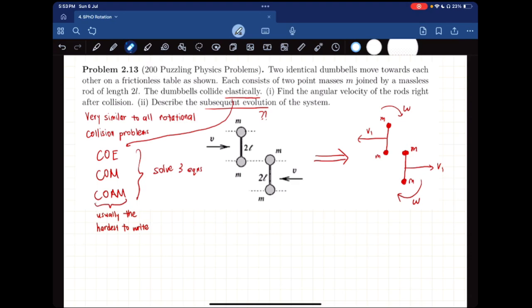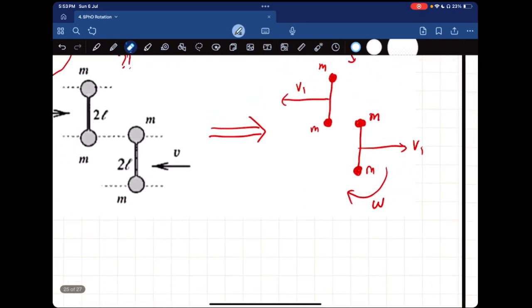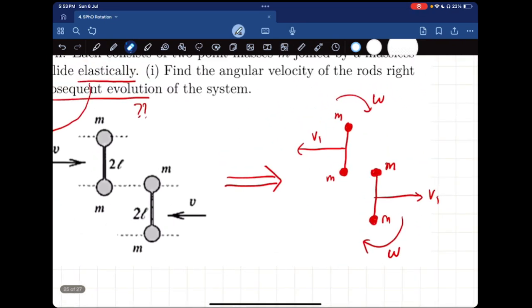It sounds weird, but you see later on that this actually has a nice meaning in the context of this problem. So the first thing is, just like all rotational collision problems, you write your three equations: COE, COM, COAM, and you solve your three equations. Again, you probably realize that COAM is the hardest one to write here, and I will try to explain why it's the hardest one. So after your collision, your system looks like that, as shown here, where your two dumbbells basically move away at some speed v1 and rotate at some angular velocity omega, as shown here.